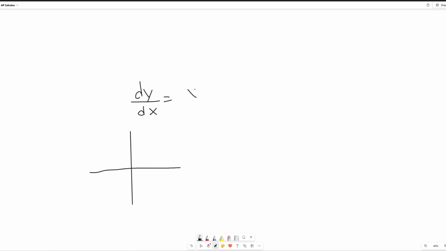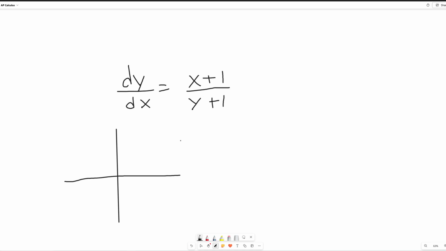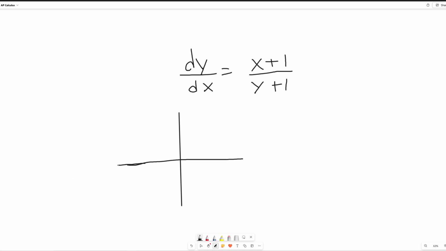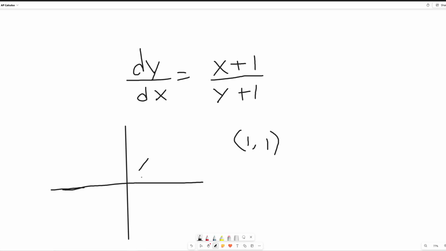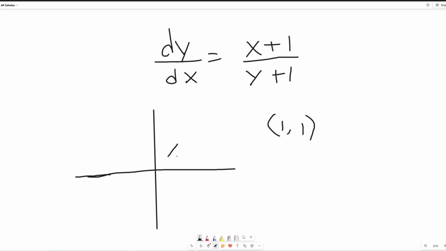So if you have dy over dx equals x plus 1 over y plus 1, this is like your slope field. If you want to find the slope at any given point, you plug in the numbers of that point. So if you wanted to find the slope at 1, 1, you plug x equals 1 in, and you plug y equals 1 in. So you get 1 plus 1 on the top is 2, 1 plus 1 on the bottom is 2. So then at 1, 1, the slope is going to be 1. So on your slope field, you will draw a slope of 1.